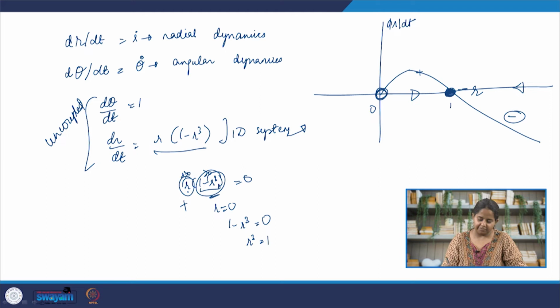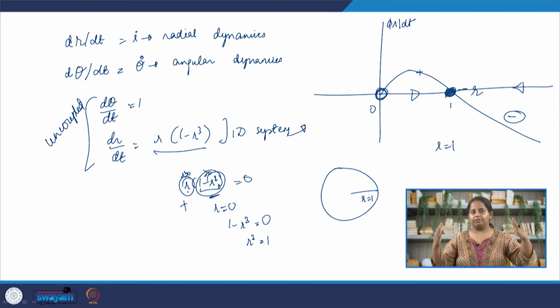So look at what's happening. This is giving me an idea. Since the radius has a stable fixed point at r equal to 1, what it is telling me is that if I look at how r is going to change, r equal to 1 is a stable fixed point for r, which means if we are starting at r equal to 1, then r does not change. So this is definitely an orbit.